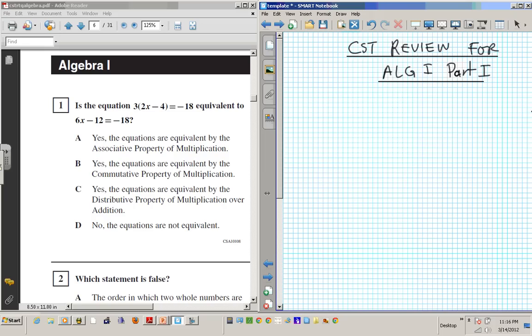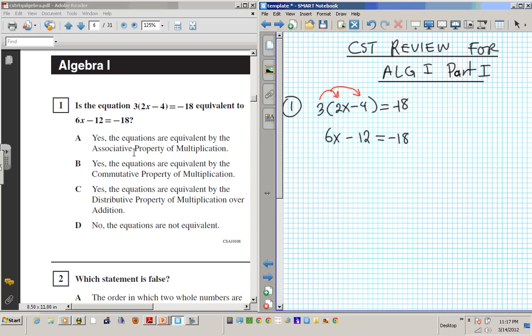So let's see what property we're using here. We have 3 times 2x minus 4 equals negative 18. Anytime you see parentheses, you want to distribute, right? You want to distribute the number on the outside to the quantities on the inside. So you have 6x minus 12 equals negative 18. Is this what we have over here? Is it equivalent to that? Yes, they are equivalent. But what property is it? This is distribution, so it is the distributive property.